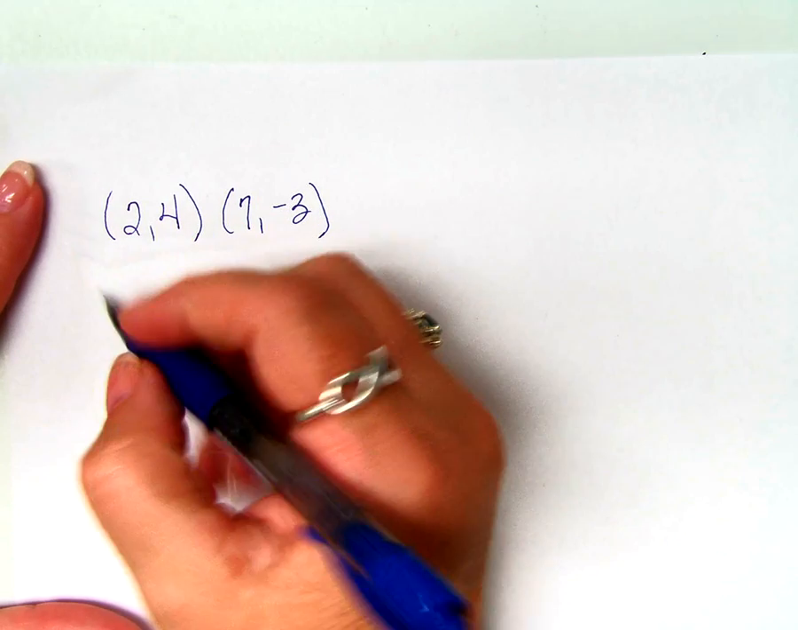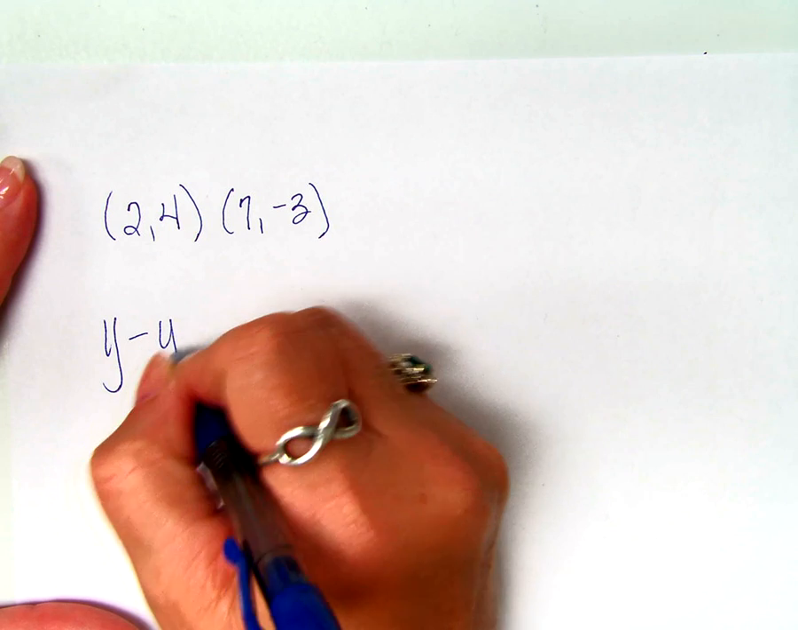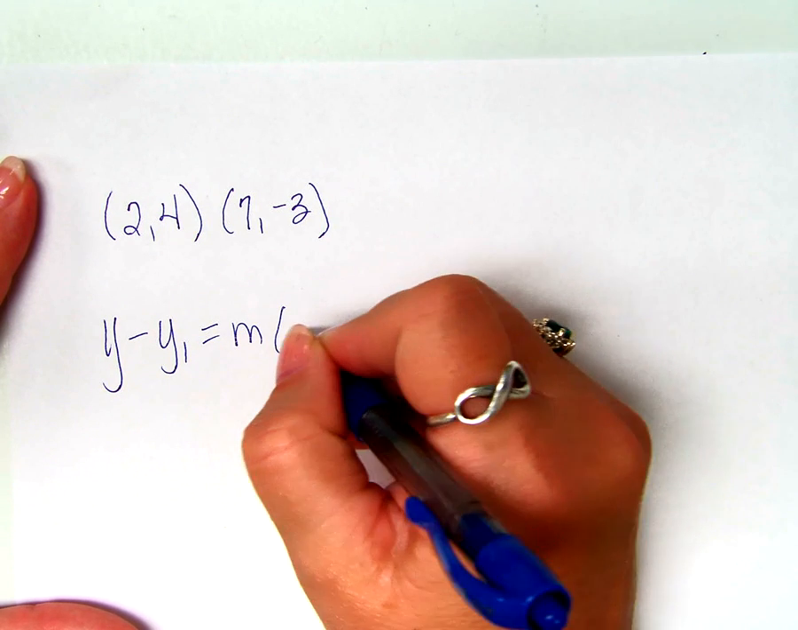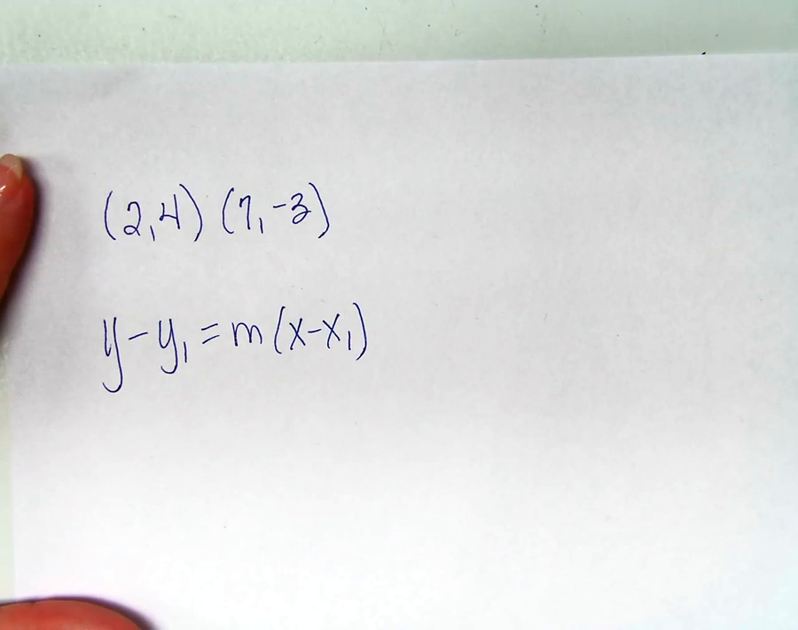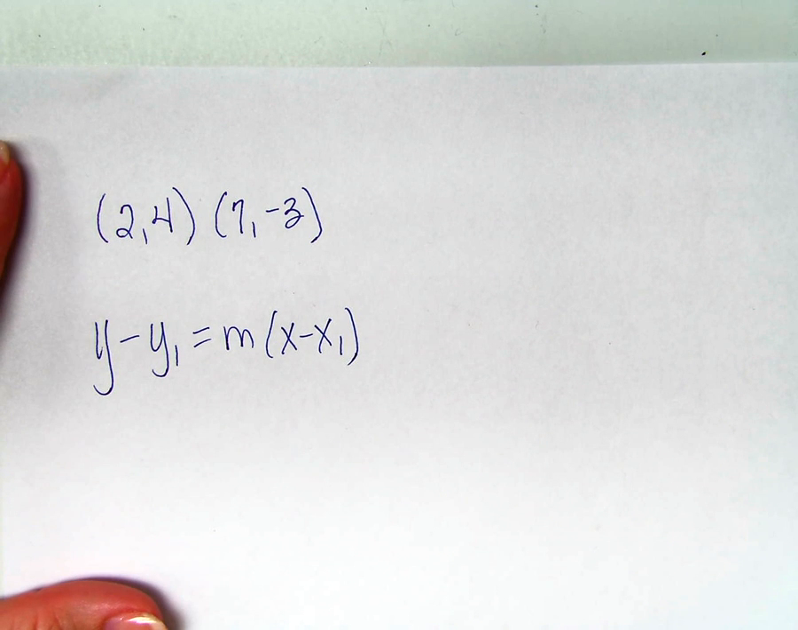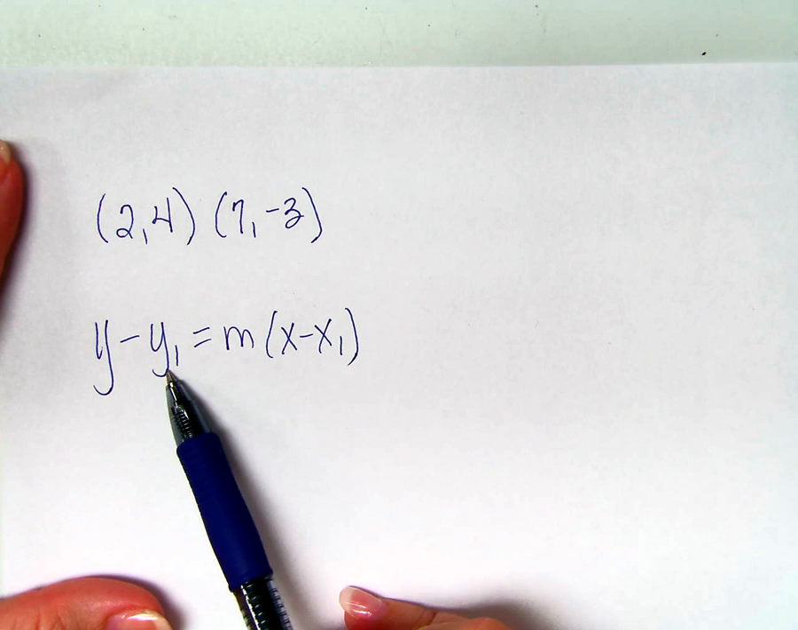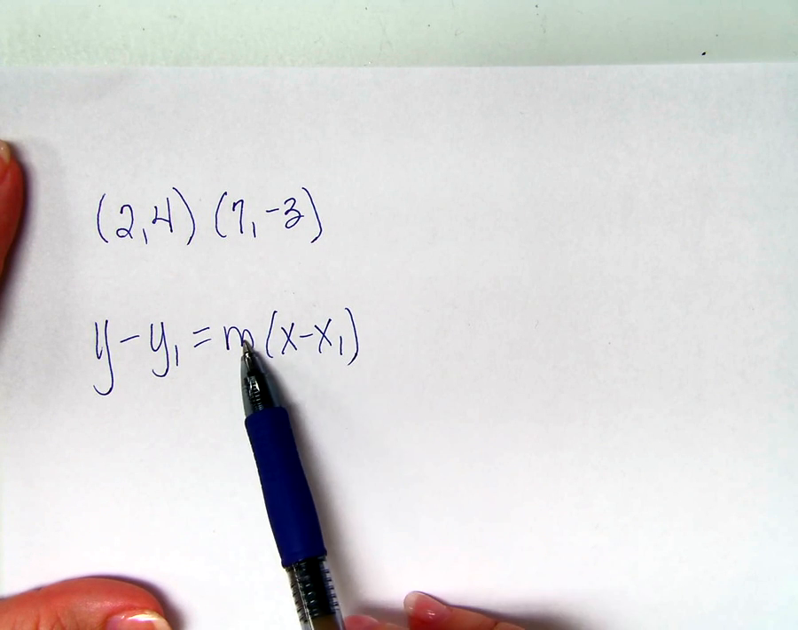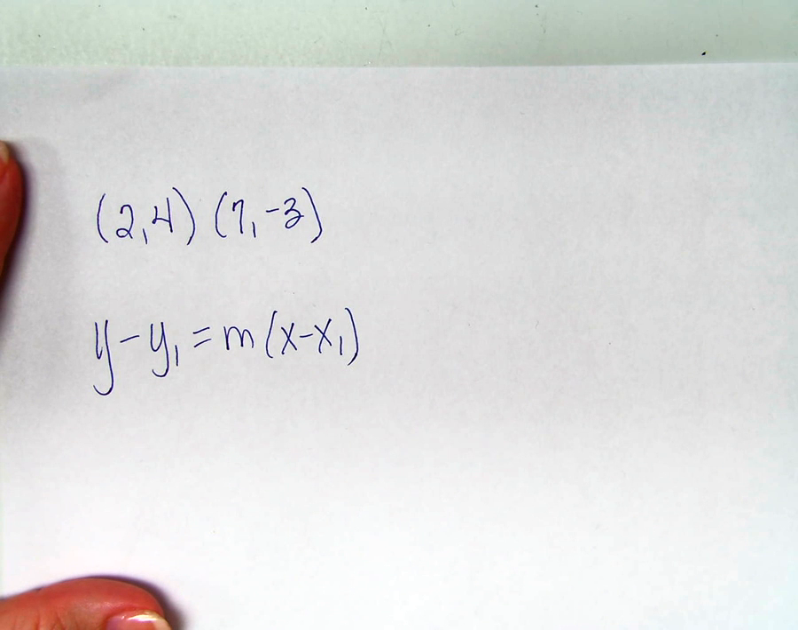Okay? Here's one way. Anybody ever seen that equation before? Yes. Do you know what it's called? Well, it looks like in order to do this, you need a point and a slope. So some genius called it point-slope form. They were feeling very creative that day.